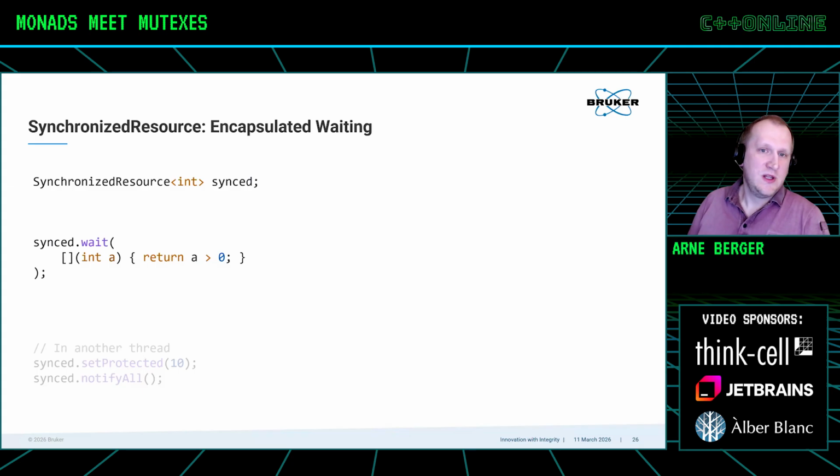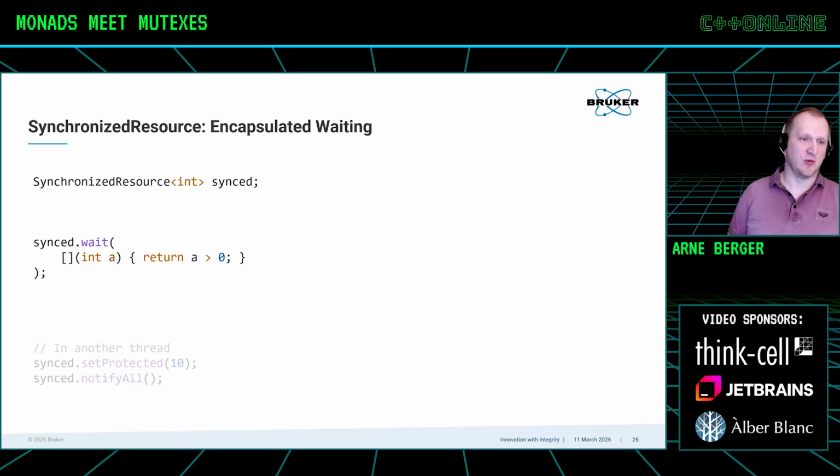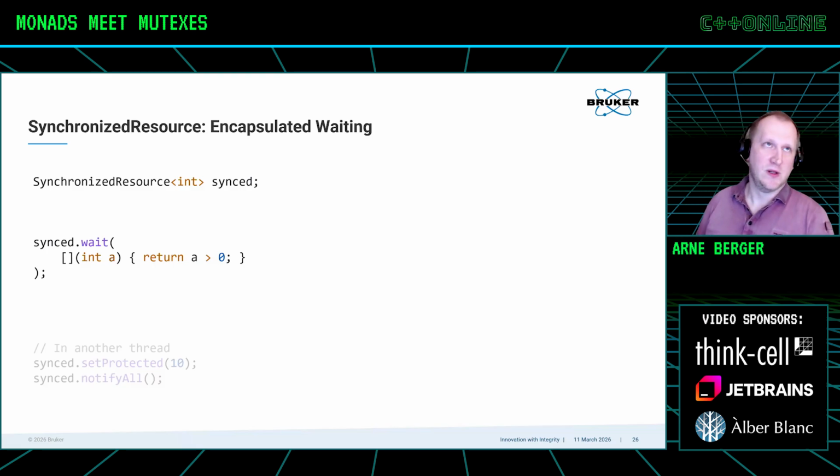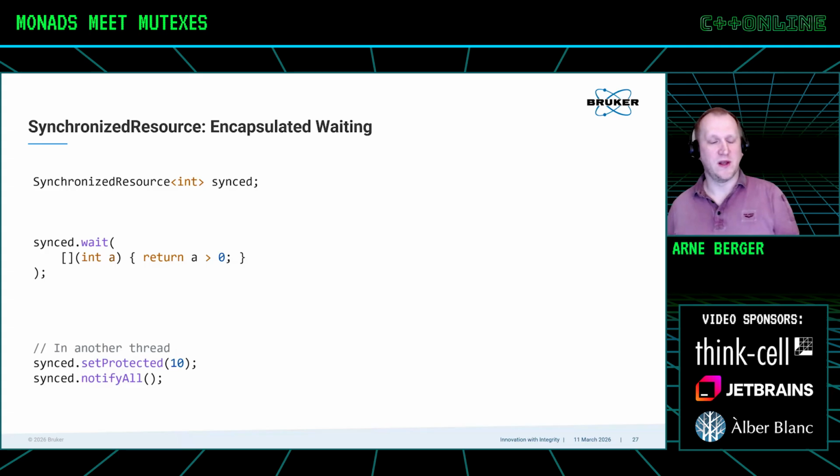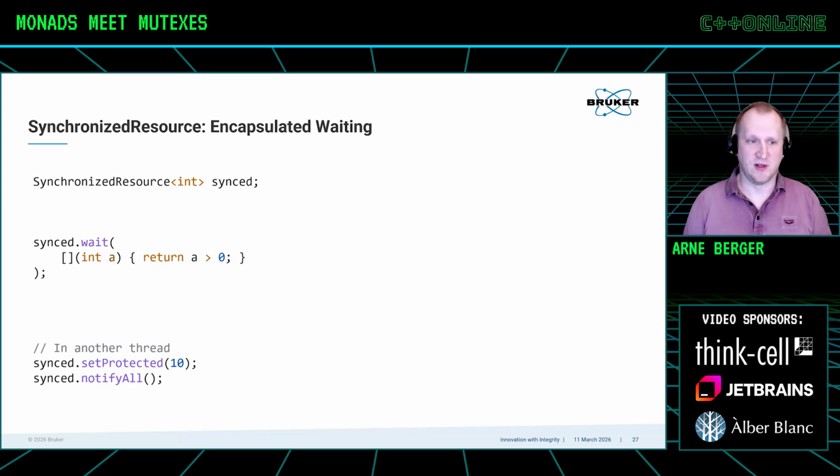What we need to do is encapsulate the waiting. And the basic thing is quite straightforward. We look at the functions that a condition variable offers, and then we pass that through. So we have a synced wait here, which will lock the mutex and then call the wait on the condition variable. And then in another thread, I can set the value, notify it, and then it will return. So we encapsulate the waiting. There are other functions, wait for, wait until, but all of that can be just encapsulated.